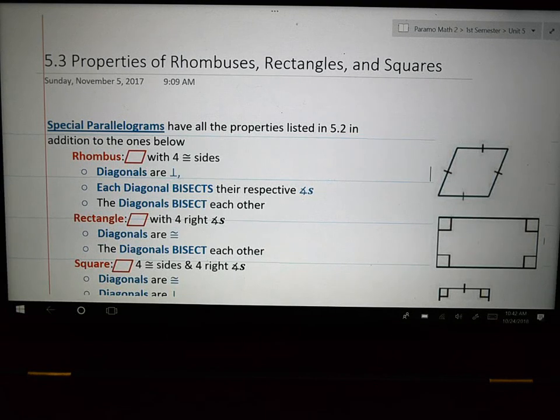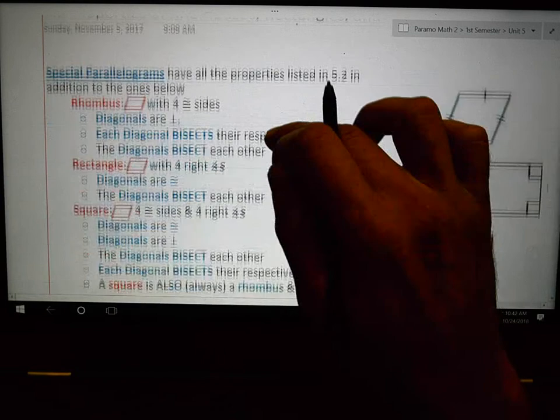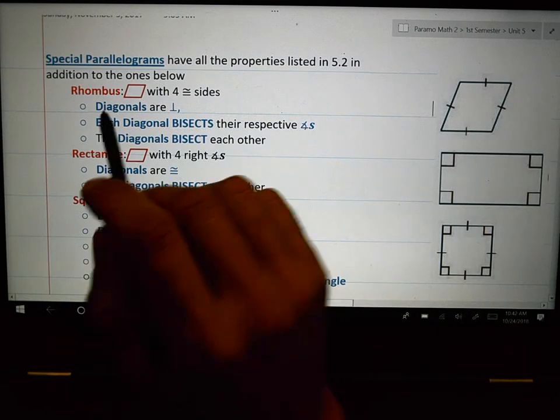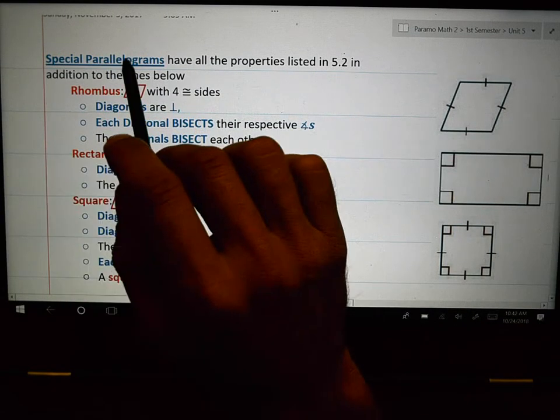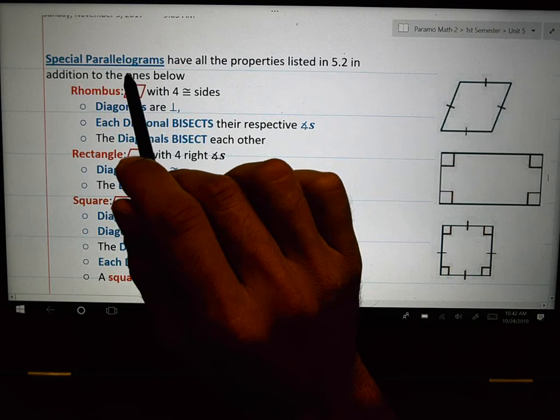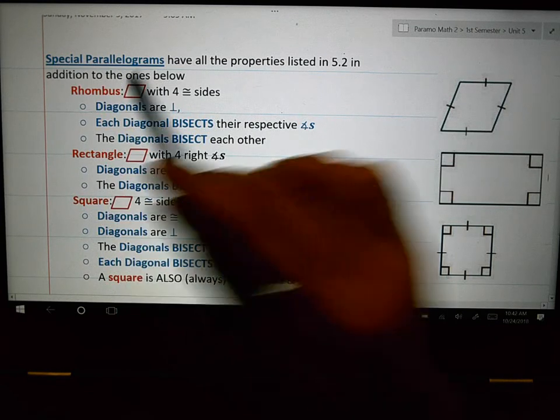The good thing about 5.3 is that it deals with three shapes that you have learned since 5th and 6th grade. The only issue is that we are going to be more specific about the properties of each one of these shapes that you already know. The first thing I need to say about these three shapes, these special parallelograms, is that they are all parallelograms.